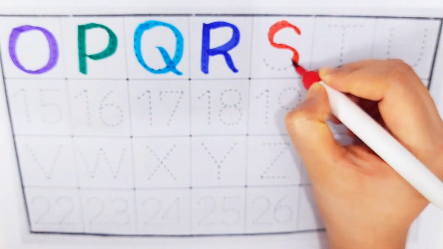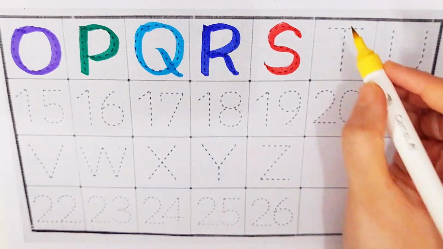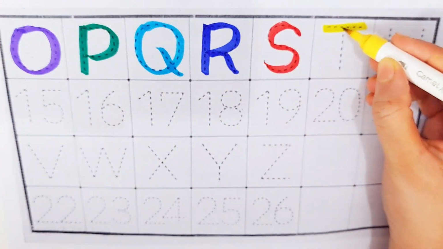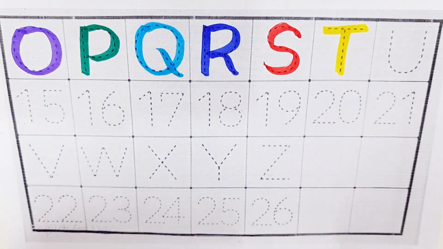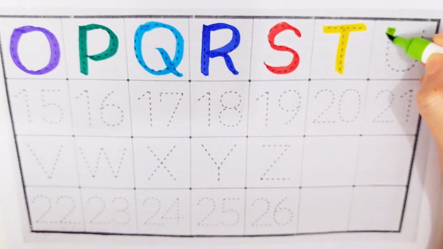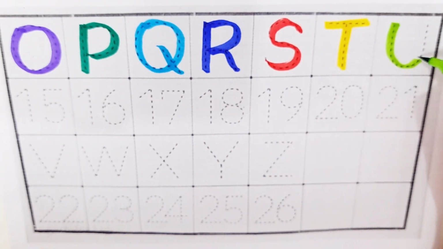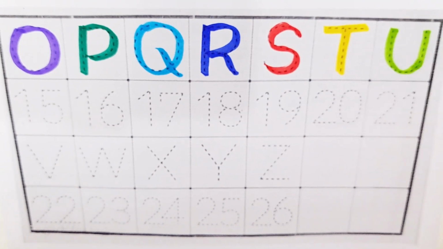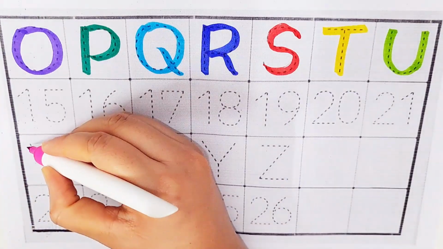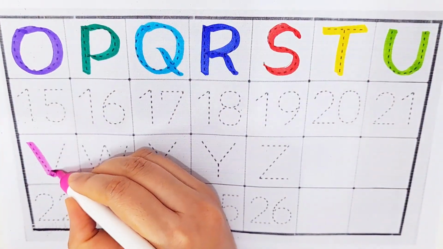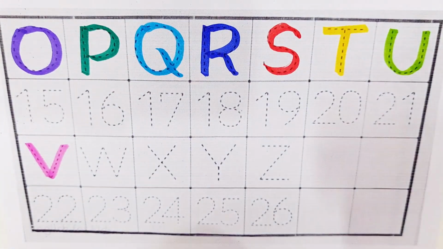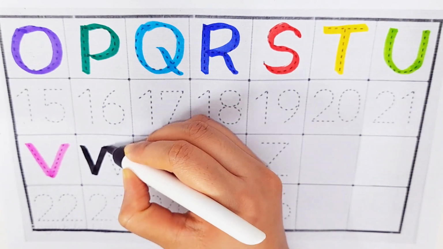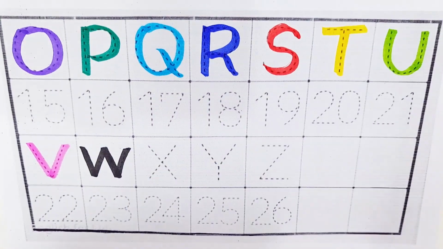S. S for sheep. T. T for teacher. U. U for unicorn. V. V for van. W. W for window.